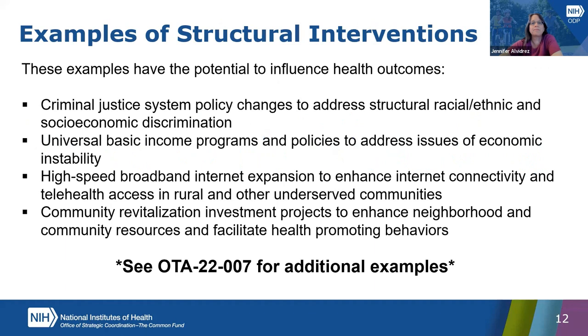Next slide, please. So what are some examples of structural interventions to influence health? And because this is an NIH program, interventions do have to be tied explicitly to health outcomes. So some examples include, but are not limited to, criminal justice system policy changes to address structural, racial, ethnic, and socioeconomic discrimination, universal income programs and policies to address issues of economic instability, high-speed broadband internet expansion to enhance internet connectivity and access to telehealth and other resources in rural and other underserved communities, and community revitalization investment projects to enhance neighborhood and community resources and facilitate health-promoting behaviors. And there are more examples in the program announcement. Next slide, please.